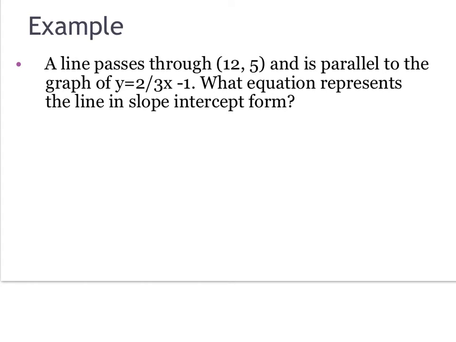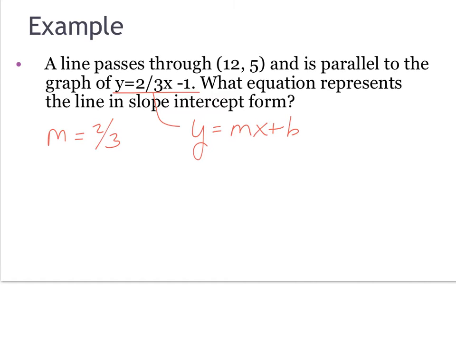Another example of the same type of problem. As you can see here, we have an equation of a line. And we want to make a line parallel to that equation, but going through point (12, 5). So the first thing we need to do is find the slope of that line. And the slope is 2/3. And we know that because this line is in the form y equals mx plus b, which is also known as slope-intercept form. And so our m is 2/3.